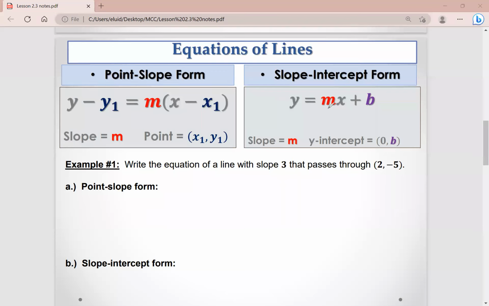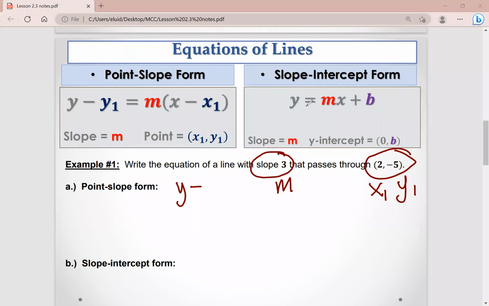So we can't just immediately go straight into slope-intercept form. We'll start by plugging into point-slope form. So let's start by actually labeling what information we have. We have our slope of 3, that's m. We have our point (2, -5), that's going to be x1, y1.